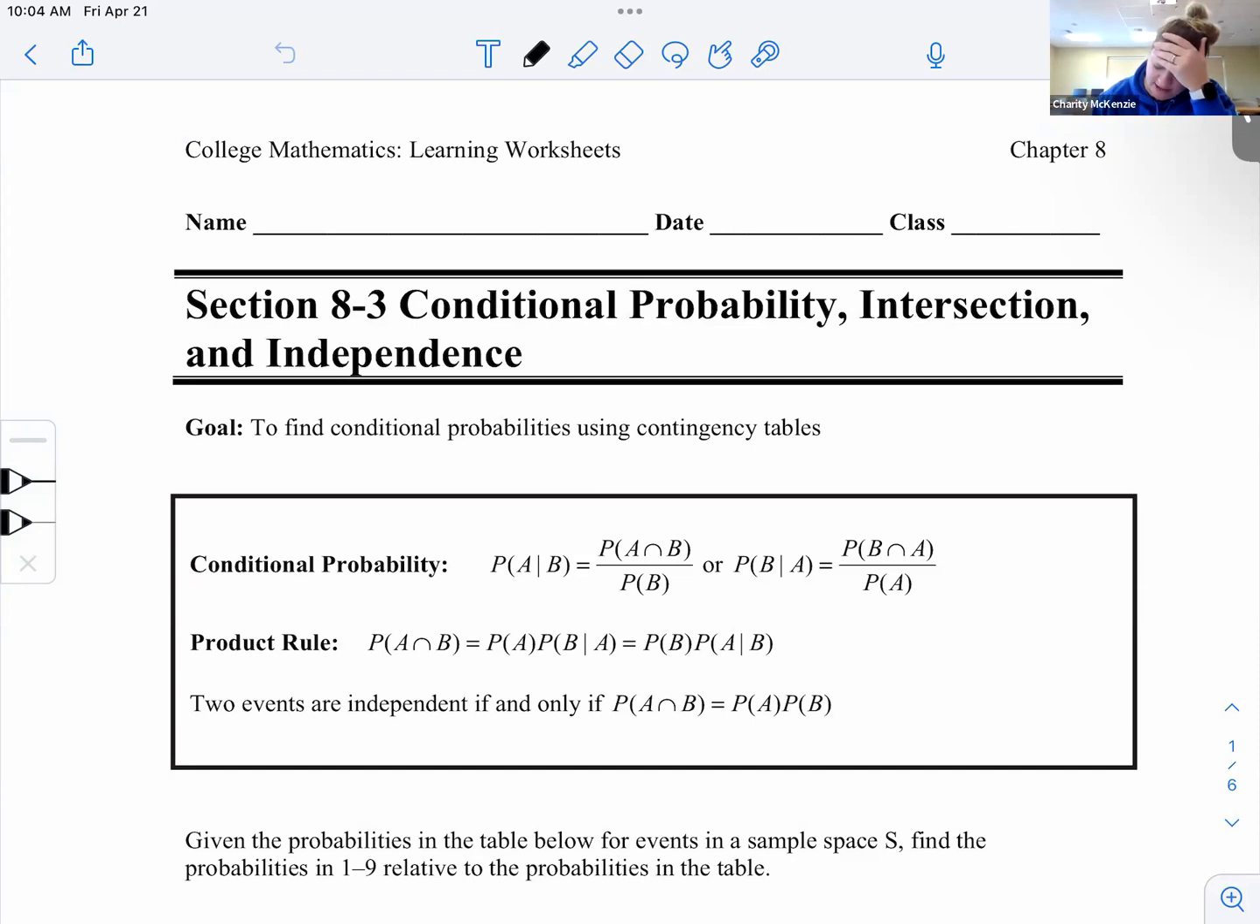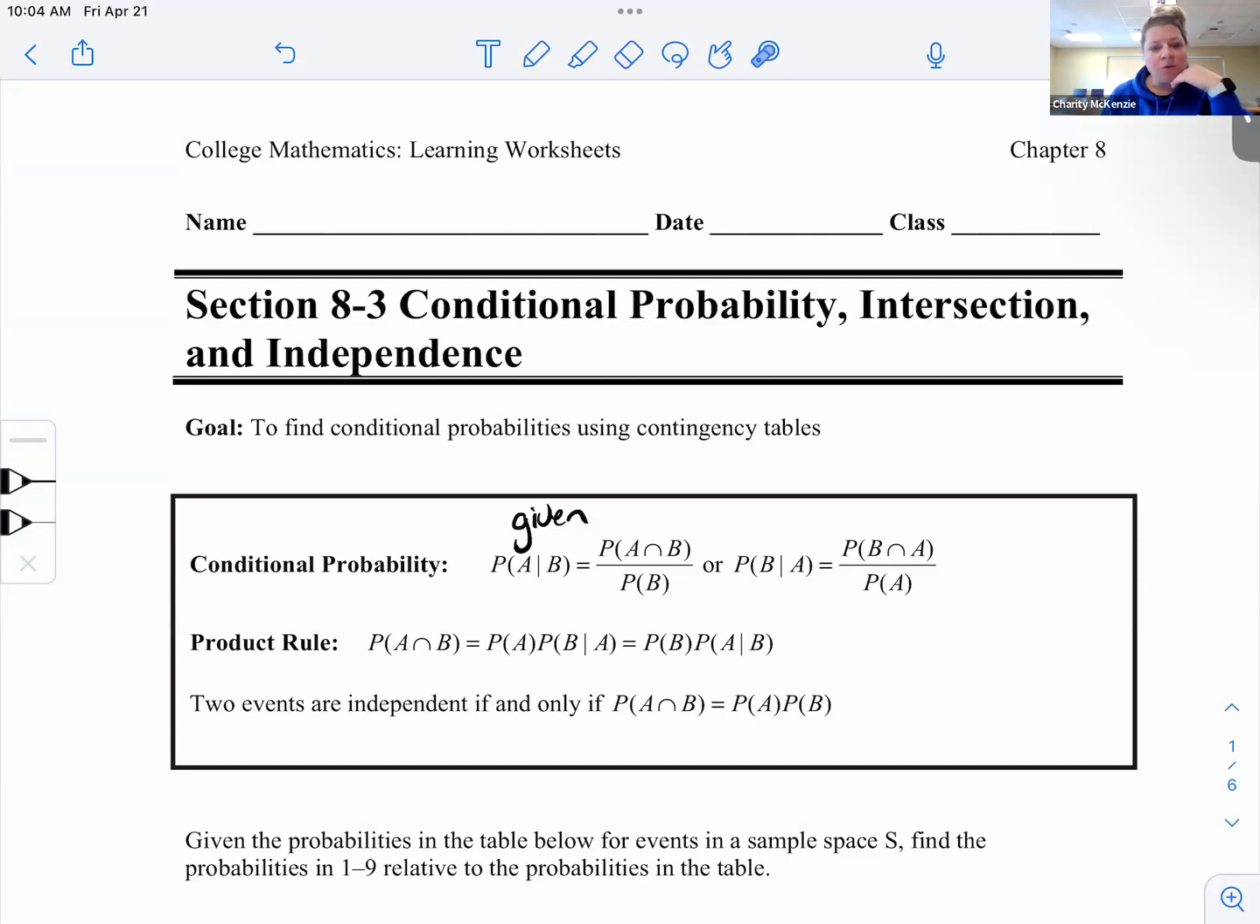So this word "given" is in a lot of the word problems, okay? What it means is you take the probability of where they're both at, where they intersect, that "and," because that's our symbol for "and," right? The intersection, where they both are, and you divide it by the probability of the second one. So if you went the other way, then you have to divide by the probability of A. So it's the second one you're dividing, okay?